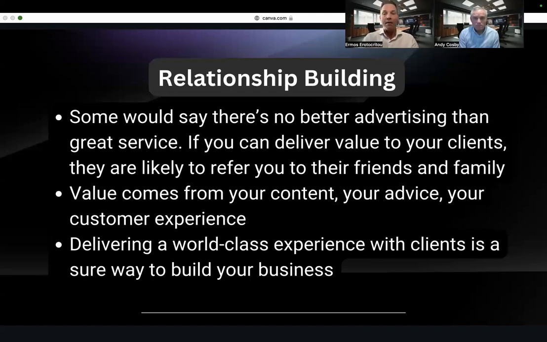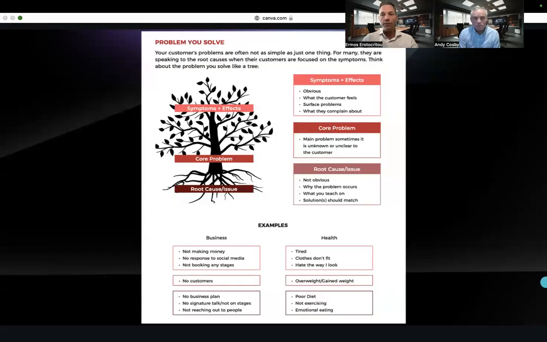So there is no better advertising than providing amazing, world-class service to your clients. Because if you can deliver that sort of value to them, then they're more likely to want to refer their friends and family to you. So the value comes from the content that you're sending to them, the advice, and more importantly, the customer experience. Being able to deliver a world-class experience with your clients is a sure way to help build your business the proper way, by getting more and more referrals.